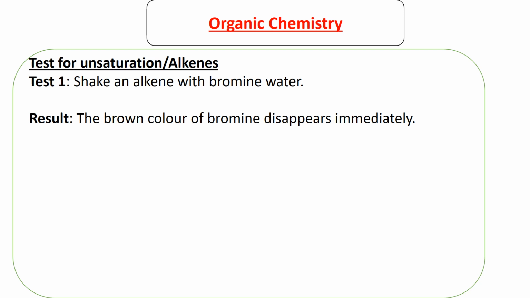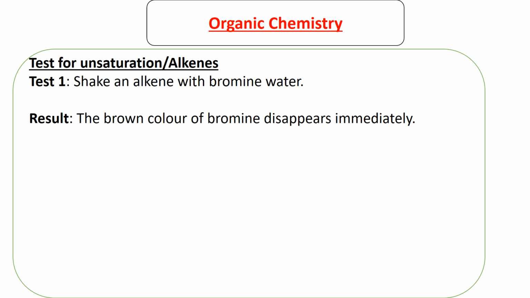Whatever you were shaking with bromine water, the hydrocarbon, because when you're doing the test, you don't know if it's an alkene. You want to test. So in short, you have to shake the hydrocarbon with bromine water. If the brown color of the bromine water disappears, if the mixture of bromine and water becomes colorless, then it means that hydrocarbon is an alkene.